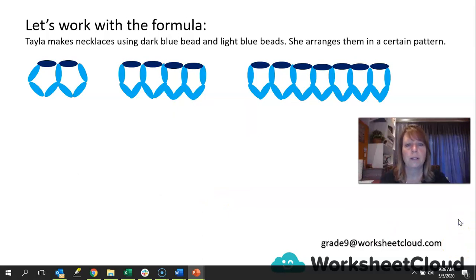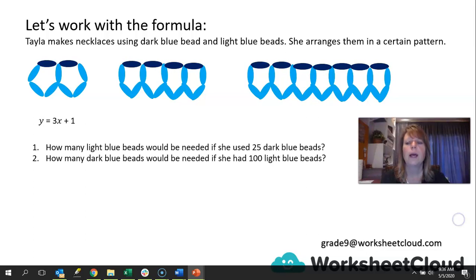So there again is the pattern. Okay, we know that our formula is y is equal to 3x plus 1. And we need to work out how many light blue beads would be needed if she used 25 dark blue beads, and how many dark blue beads would be needed if she had 100 light blue beads. Let's see.